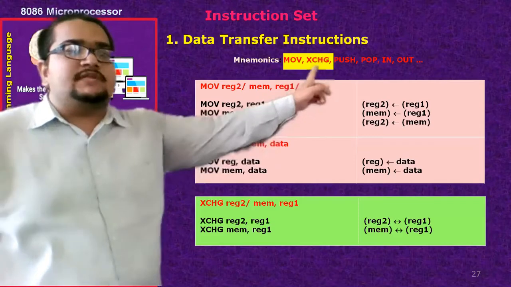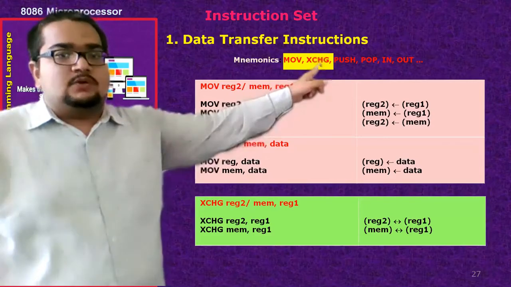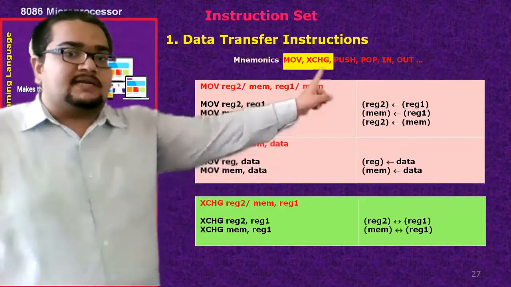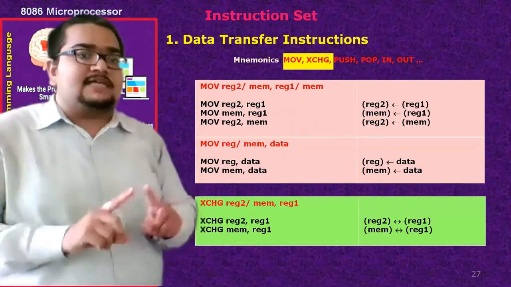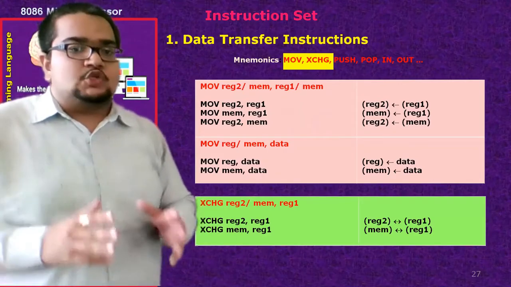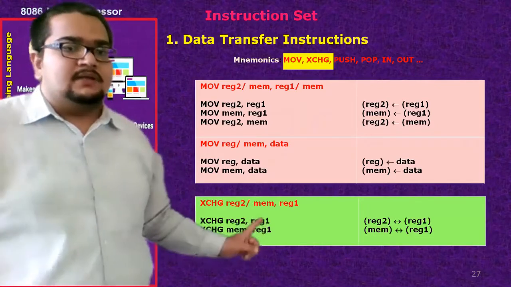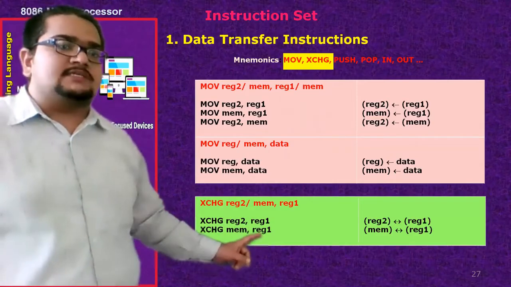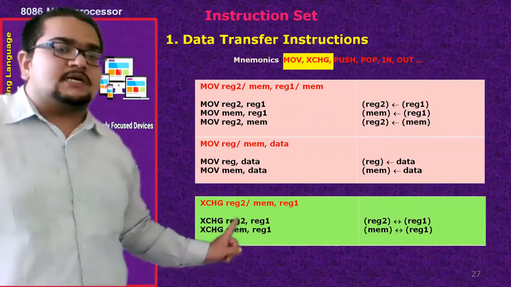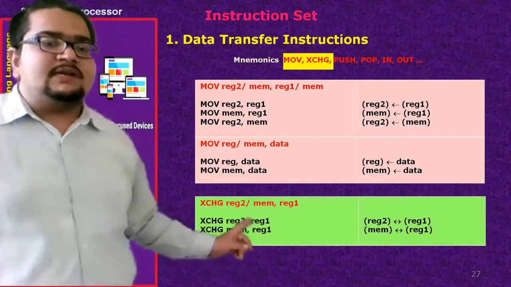Obviously after move there is another instruction, XCHG. We call this instruction exchange. In move it is only moving data one way, from one place to another place. But in exchange, the exchange of data happens between the two, source and destination both. That means the source can become the destination, the destination can become the source, and simultaneously a bidirectional movement of data will happen. So when I write exchange register 2, register 1, what is there in register 1 will be moved into register 2, and what is there in register 2 will be moved into register 1. Basically, they just exchange the data they have.